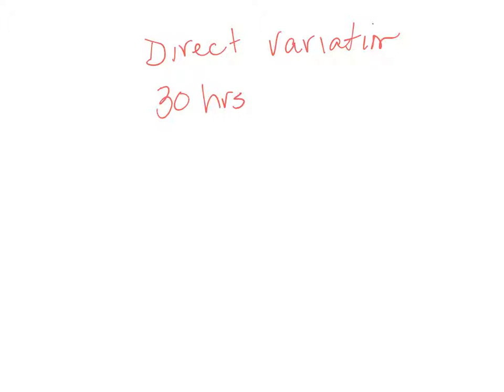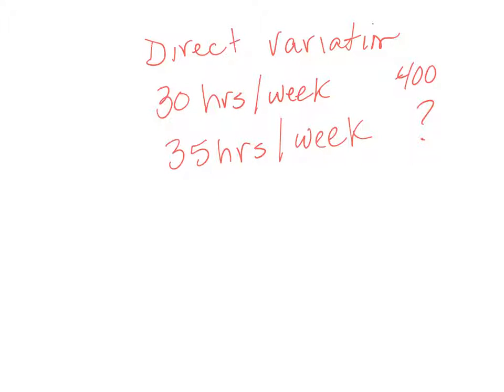Now let's talk about the difference between an inverse and a direct variation. An example of a direct variation in real life would be if I work 30 hours a week and I make $400, how much will I make if I work 35 hours a week? Okay, how much will I make? That's a direct variation. The more you work, the more you'll make, right? It's directly impacted: as one rises, the other one rises.